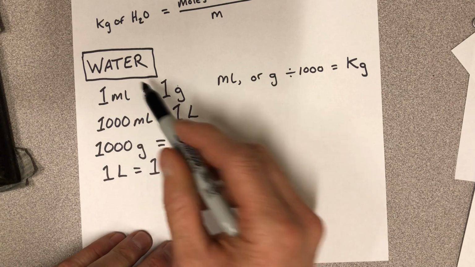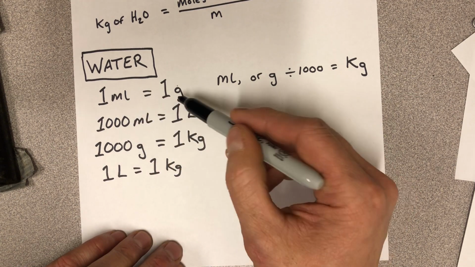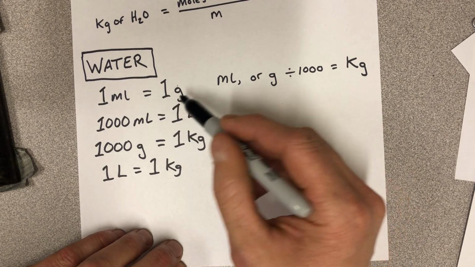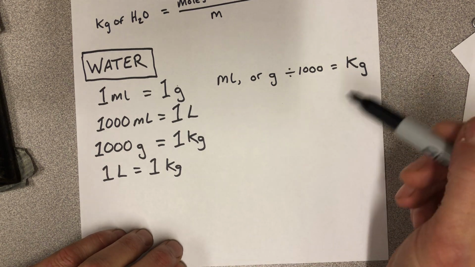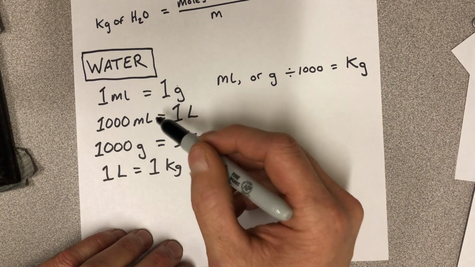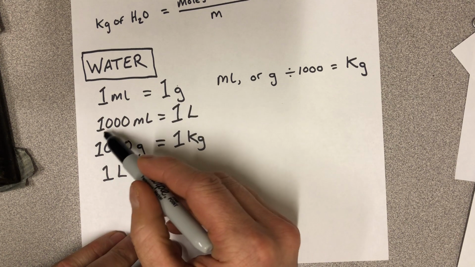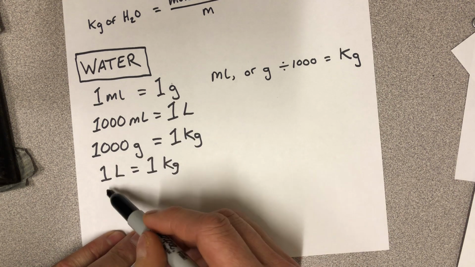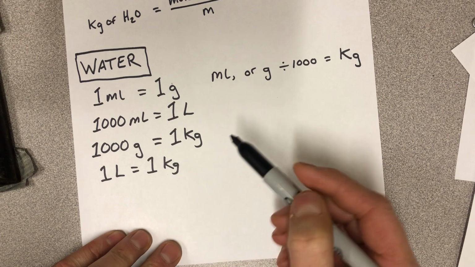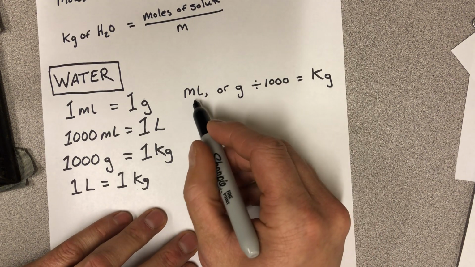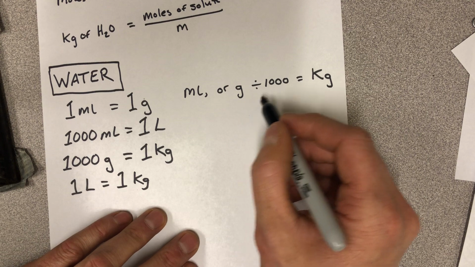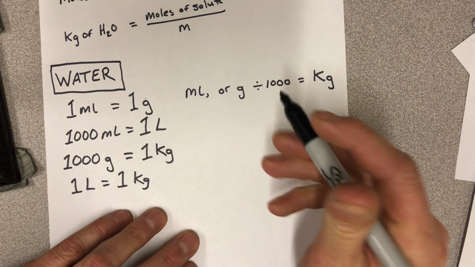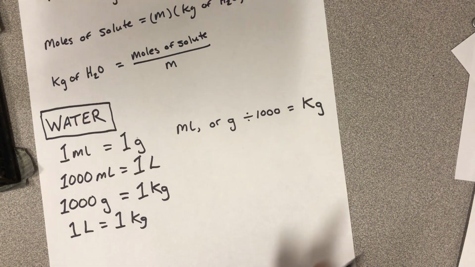And this is a good time to talk about some things that are important about water. As long as we're talking about water, 1 milliliter is equivalent to 1 gram. And so lots of problems have water measured out in milliliters, which we can equate to grams and then convert quickly to kilograms. So 1 milliliter is 1 gram. That means 1,000 milliliters is the same as a liter, which is the same as a kilogram, and 1 liter is equivalent to a kilogram of water. And if you're ever given milliliters or grams of water in a problem, you've got to divide that by 1,000 to get into kilograms.